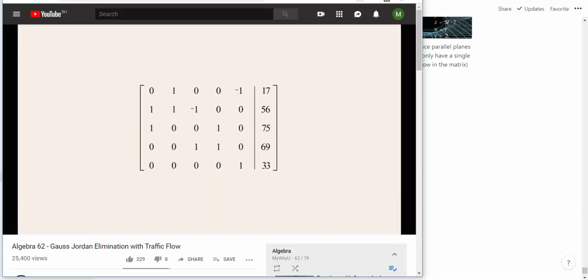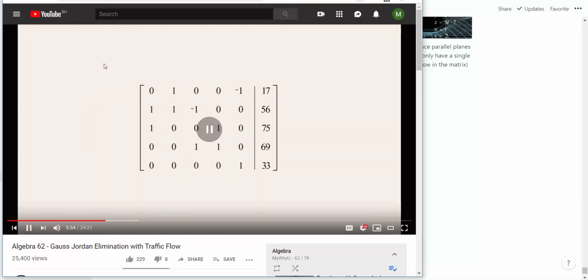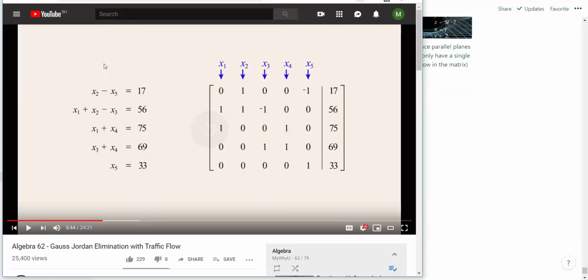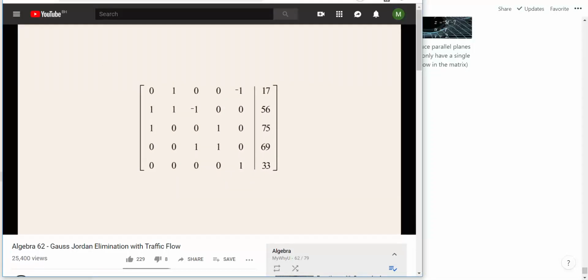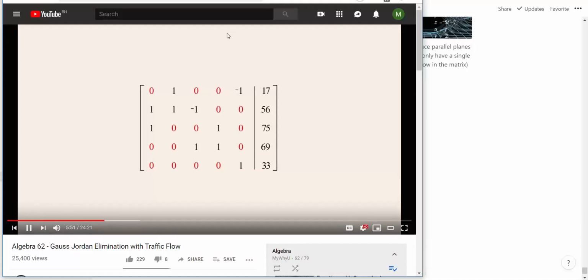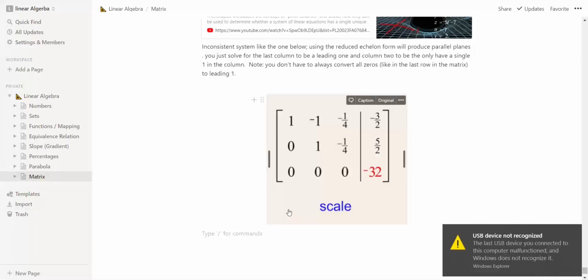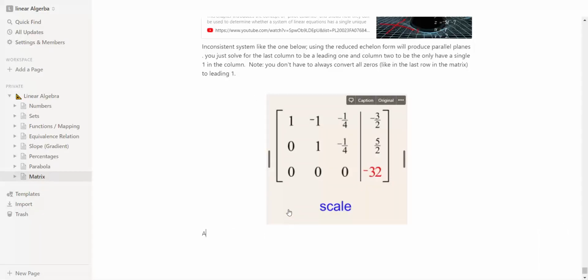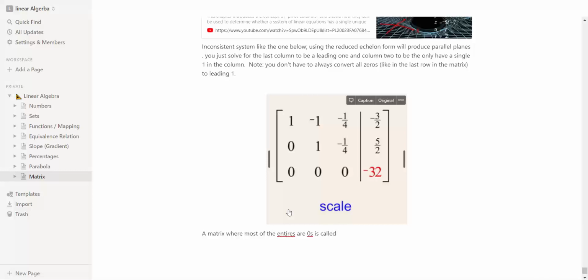A matrix like this, where most of the entries are zeros, is called a sparse matrix. Oh, I didn't know that. That's a good thing to write down, I guess. Sure, let's deal with this.